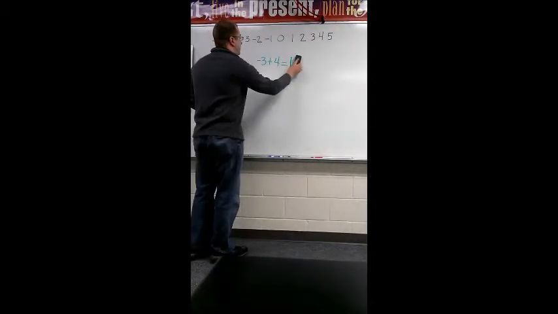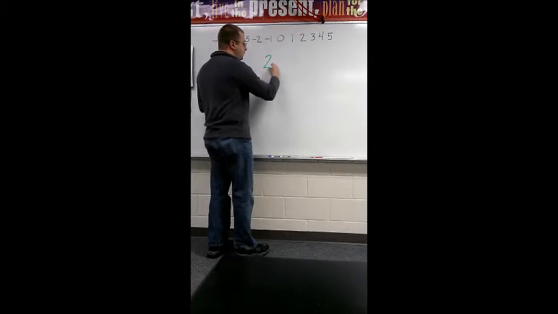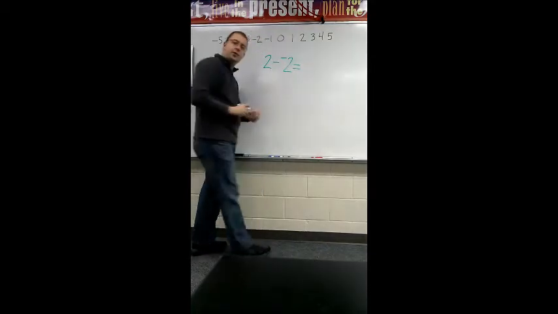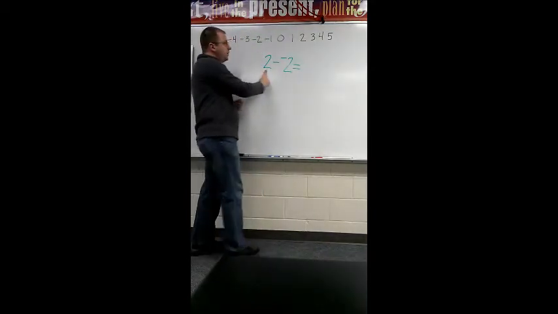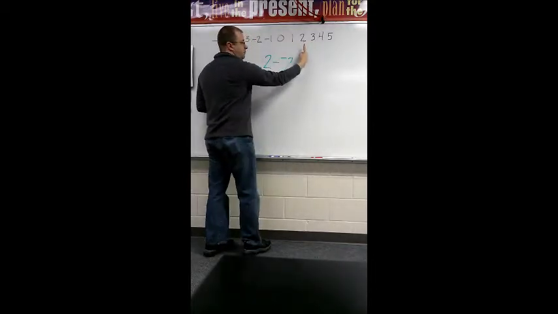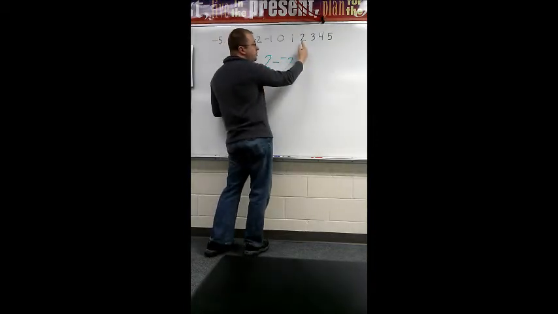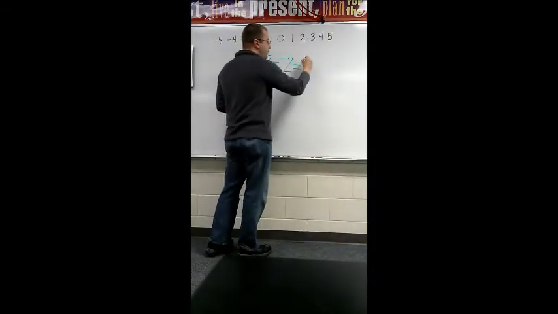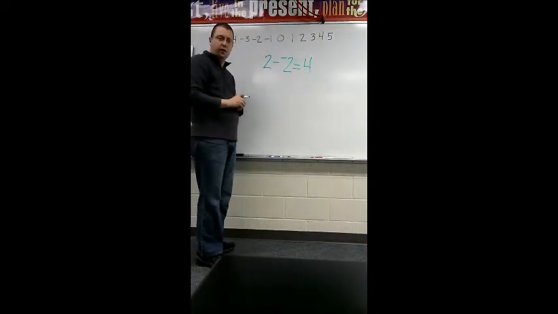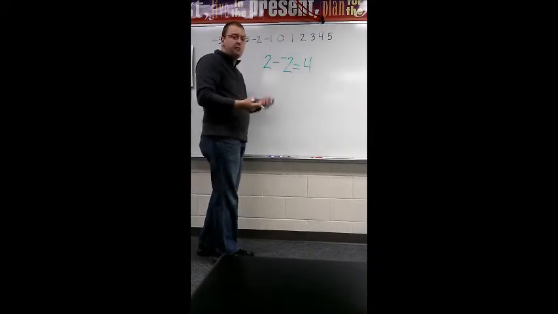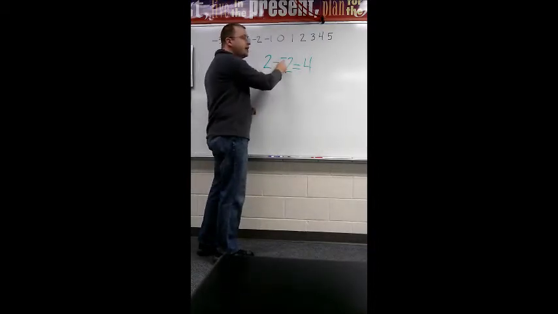Let's get a little bit trickier. All right, let's try 2 minus negative 2. This one's a little bit trickier. The 2 tells me to start at 2. I'm subtracting, so I'm going to face this way. I have a negative number, which means I'm going to walk backwards 2 spots. 1, 2. I ended up at positive 4. Now this is kind of weird. We're subtracting, but we ended up with a bigger number because we're subtracting a negative.